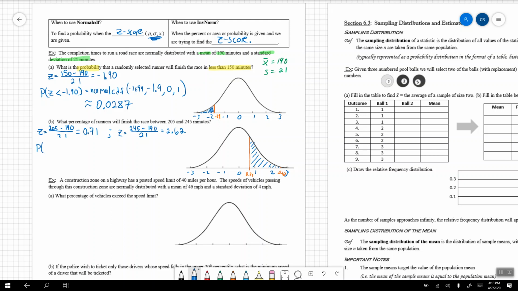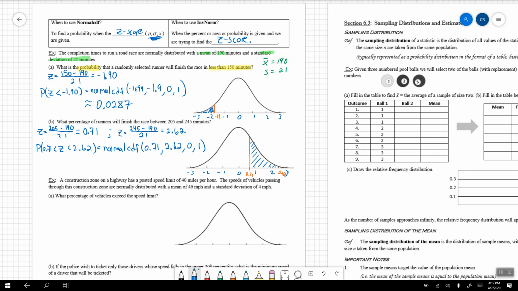So we want to find the probability that the z-scores are between 0.71 and 2.62. This looks kind of ugly, so that's going to be 0.71 less than z less than 2.62. So we need a normal CDF. Normal CDF. Left endpoint, that was 0.71. Right endpoint, that was 2.62. Mean and standard deviation were 0 and 1.